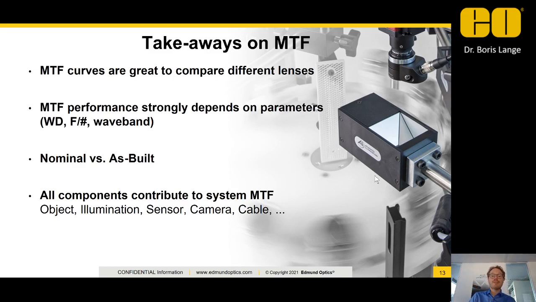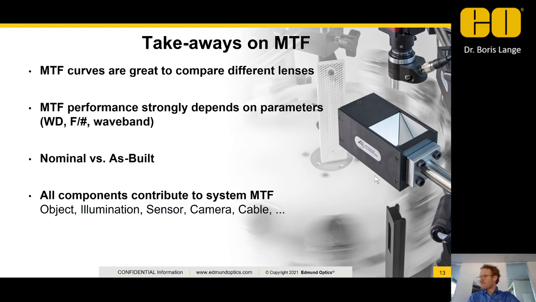And now the last bullet. Please also keep in mind, it's really just a tool to compare different lenses. It's not a tool that will tell you you will get X% contrast at any given resolution in your final application, because every single component is going to add to that overall system MTF performance: the object itself, the illumination, the sensor, the camera, the cables you use. So MTF is great to compare lenses, and that's it.